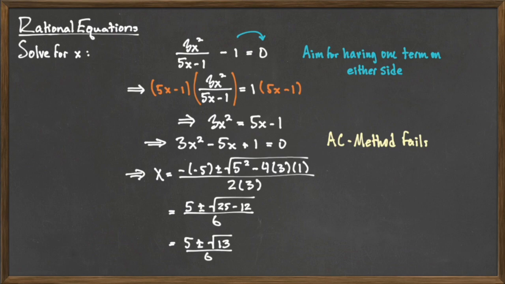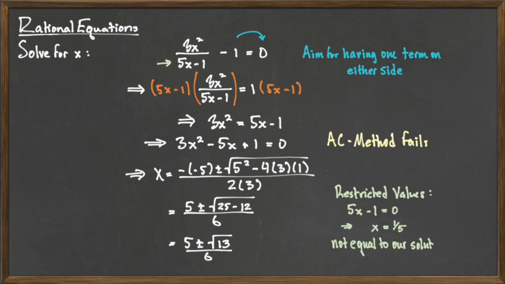Now that we have our solutions, let's check restricted values. The only denominator in this whole problem was 5x minus 1. If we set that equal to 0 and solve, we get x equals 1 over 5. However, our solutions are definitely going to be a decimal number, and 5 plus minus the square root of 13 over 6 is definitely not numerically the same as 1 over 5. So, this problem has two solutions, and our restricted values do not rule either of our solutions out.